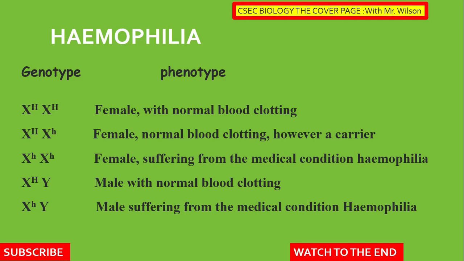The other individual is a male, and this is a male for normal blood clotting, as this male has the dominant allele H, which will cause this individual to have normal blood clotting.